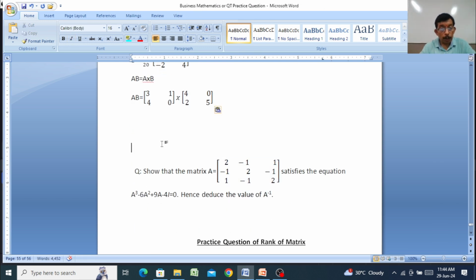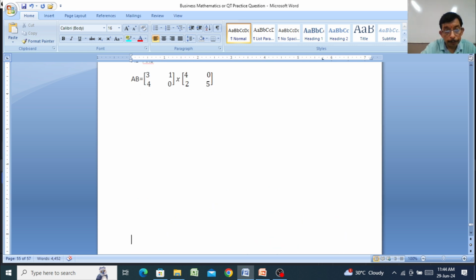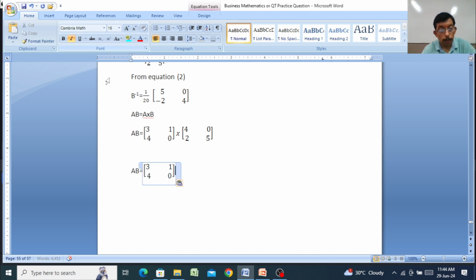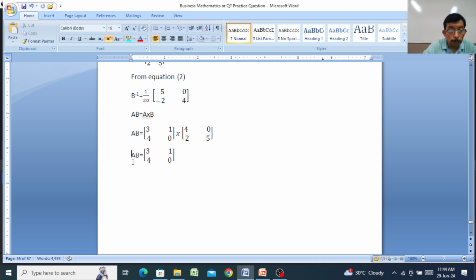Now the multiplication: row multiplied by the column. In the next step, 3 multiplied by 4, 3 multiplied by 4.